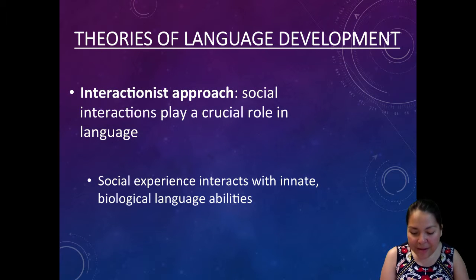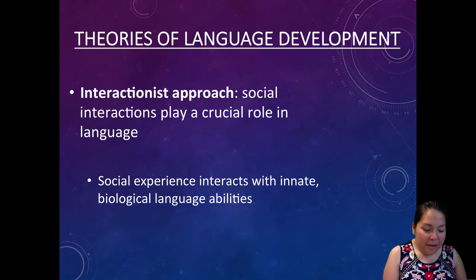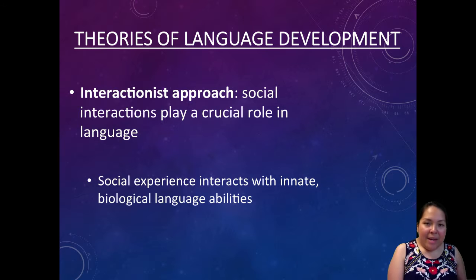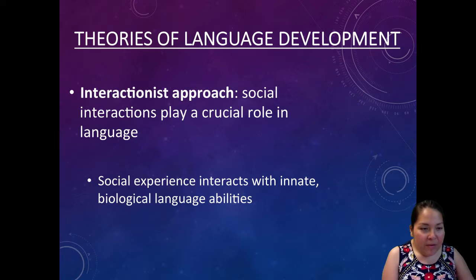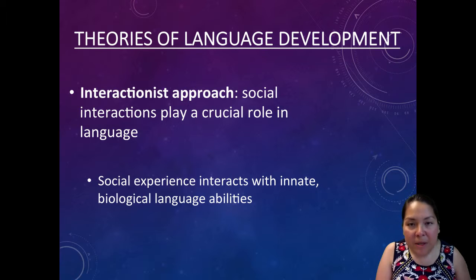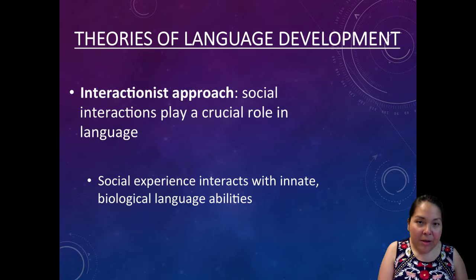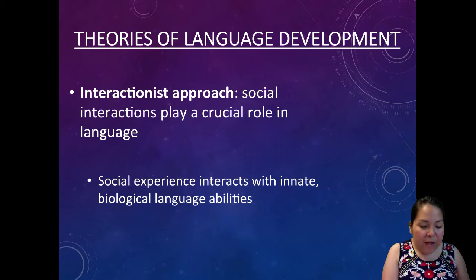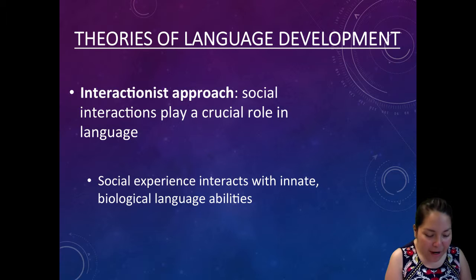And so finally, the interactionist explanation argues that yes, babies are born with this innate ability to learn, but what really helps them learn their language is social interactions. Although infants are born with an innate ability to acquire language, social interactions play a crucial role in language acquisition. So this is why parents tailor verbal interactions to fit the acquisition process.